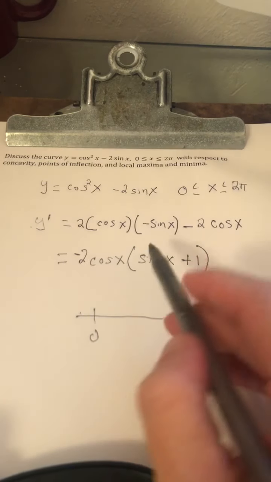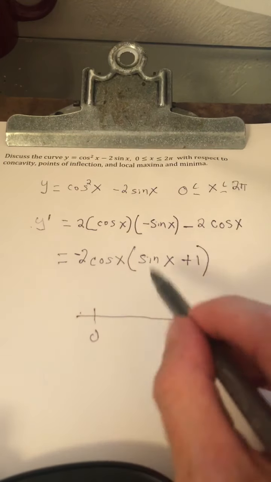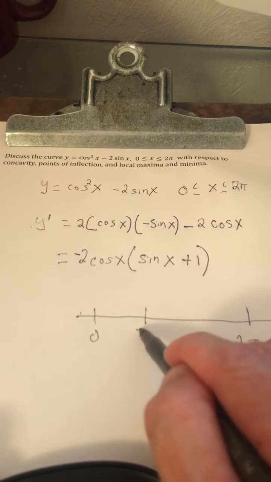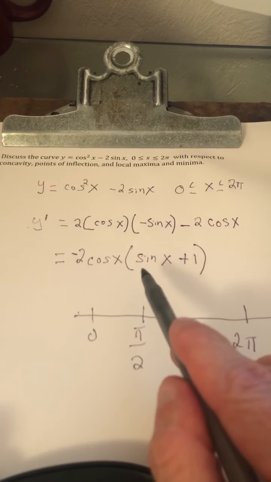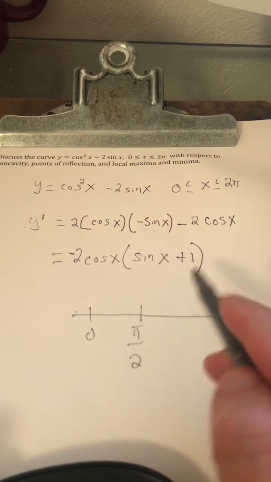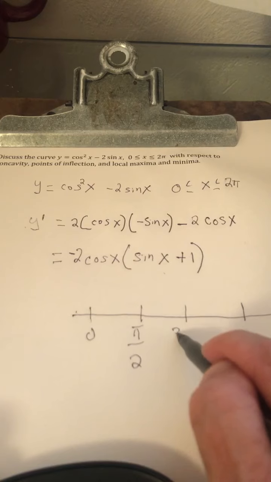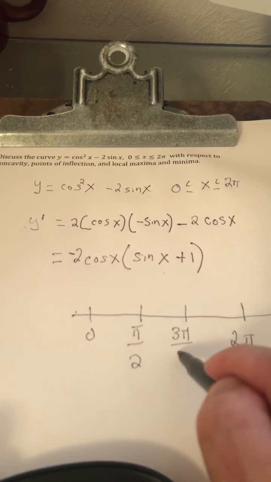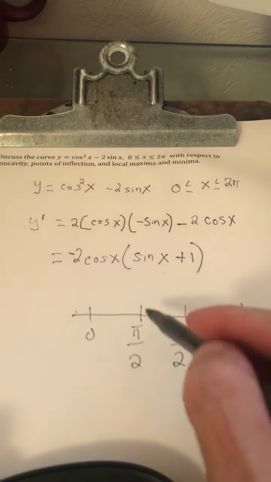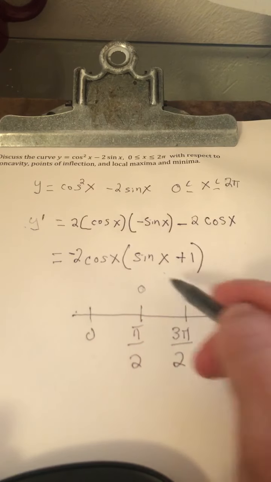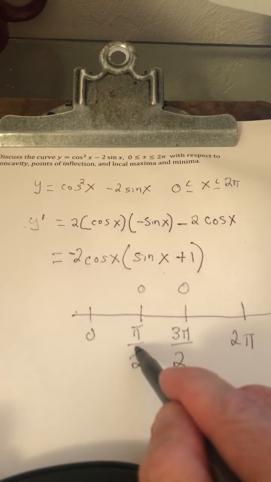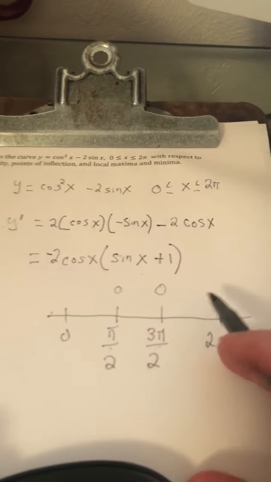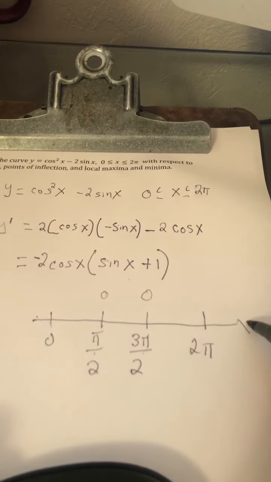So cosine of x is equal to 0 at x equals pi over 2, and sine of x is equal to negative 1 at 3 pi over 2. So at these two values, pi over 2 and 3 pi over 2, the first derivative is actually equal to 0.